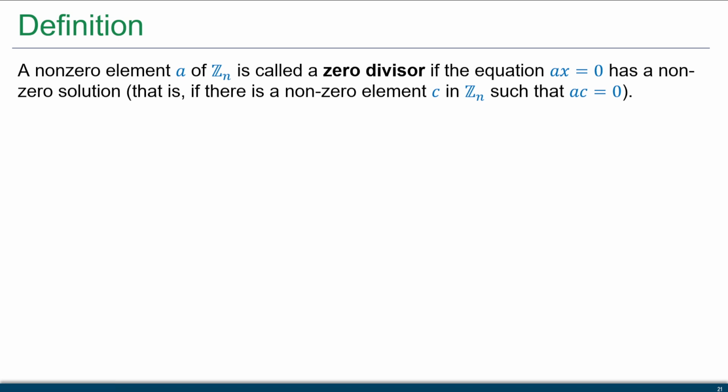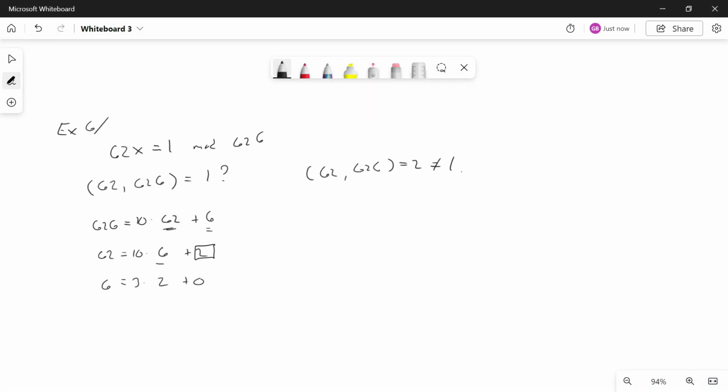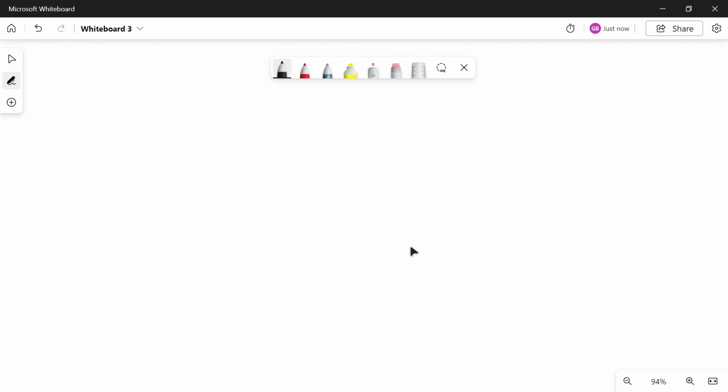So as an example of this, let's go back over to the whiteboard here. I don't have an example in the slides, but that's perfectly fine. Let's make this up. Let's look at Z mod 6. So in Z mod 6, I have the elements here. Again, these are all congruence classes, but we'll just treat these as the representatives in here. So 0, 1, 2, all the way up to 5.